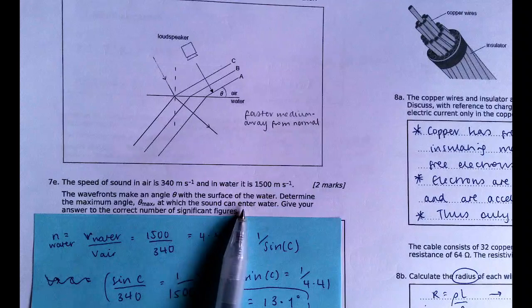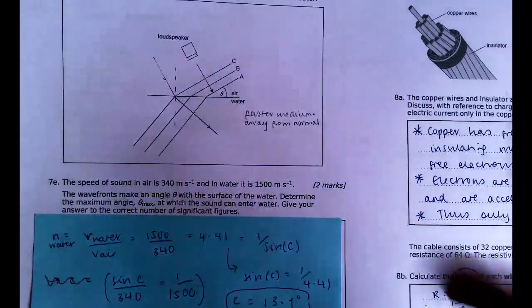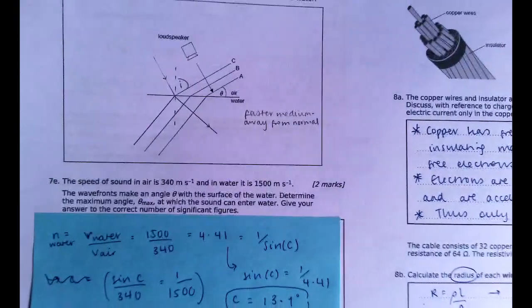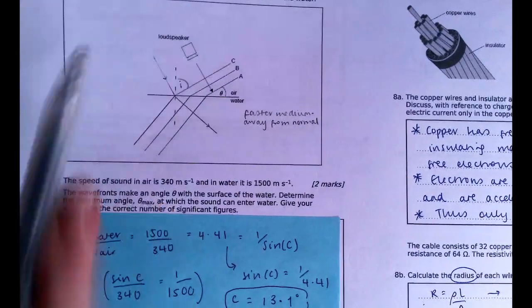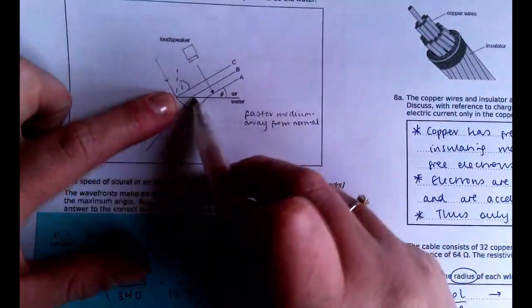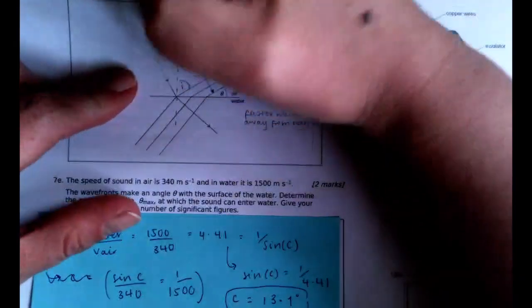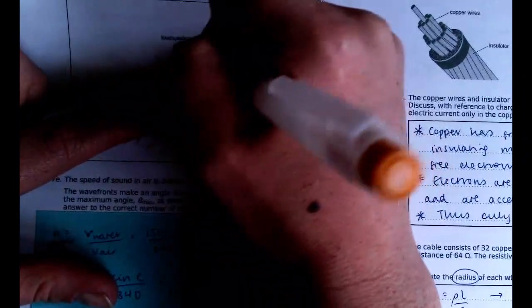Okay, so the wavefronts make an angle with the surface of the water, determine the maximum angle at which the sound can enter. So what we are trying to find is the angle of incidence, so that's this angle here, where you still get refraction and not total internal reflection. At some point this angle will get too big and it will reach the critical angle and it will bounce back instead of entering the water. Okay, so that would be I is equal to the critical angle in that instance.